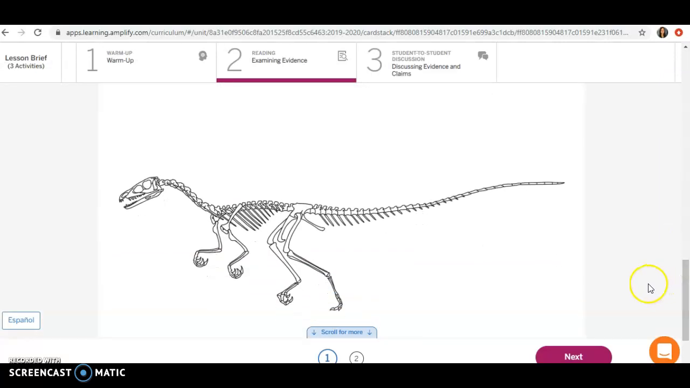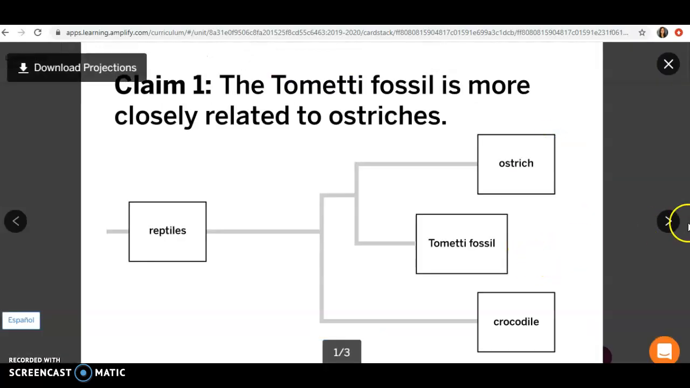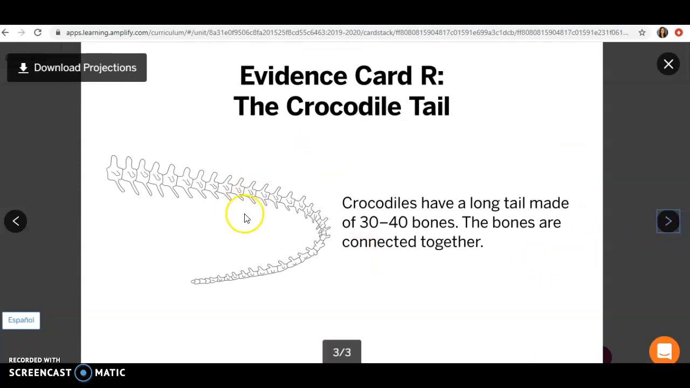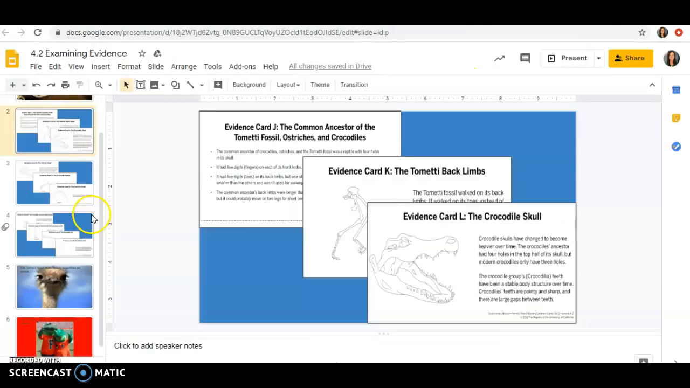I'm going to think about if that piece of evidence that a crocodile has a long tail of 30 to 40 bones better supports that it is closely related to a crocodile, or if it's more closely related to an ostrich. I see here my mystery fossil also has a super long tail with a lot of bones, so I'm going to think that that evidence card more closely supports that this is a closer relative of a crocodile. So I would put this evidence card in that section. And I'll show you what that means here in a second.